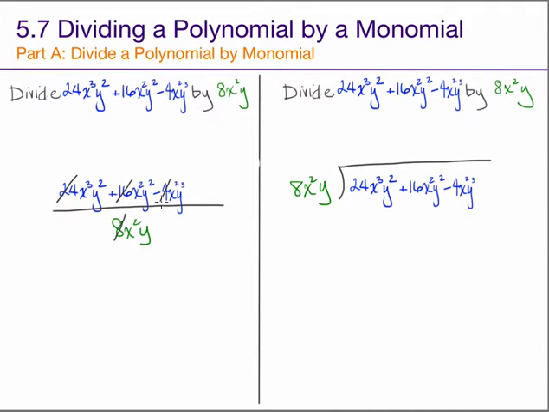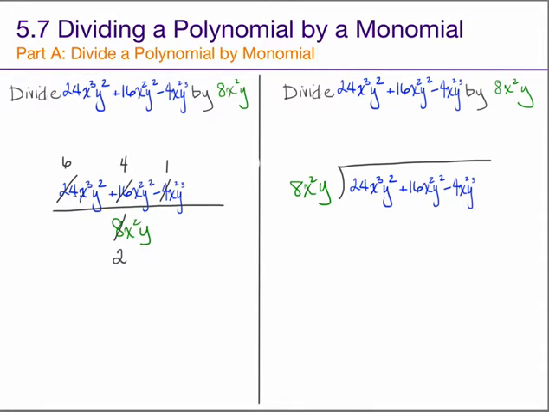4 does. 4 goes into 4 once, 4 goes into 16 4 times, 4 goes into 24 6 times, and 4 goes into 8 twice. Another way to think of this is 4 times what gives me 8? 4 times what gives me 24, and so on. It's handy that we can think of it that way, because now I need to do the x's.